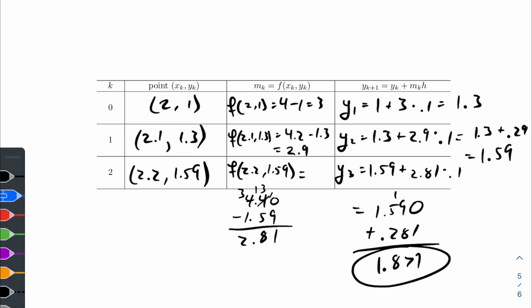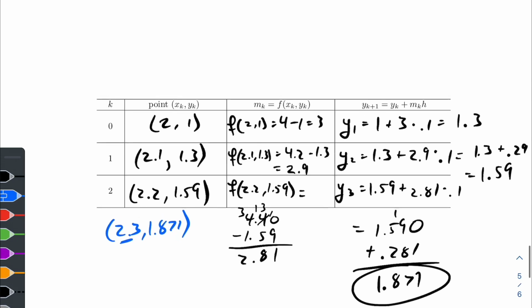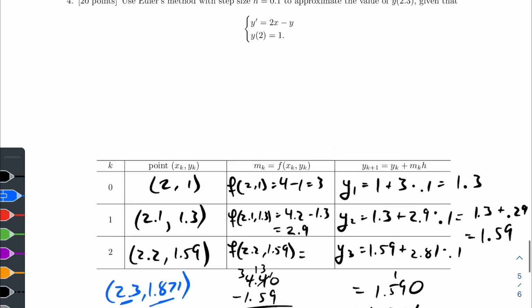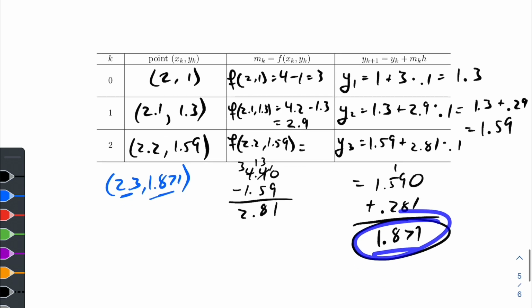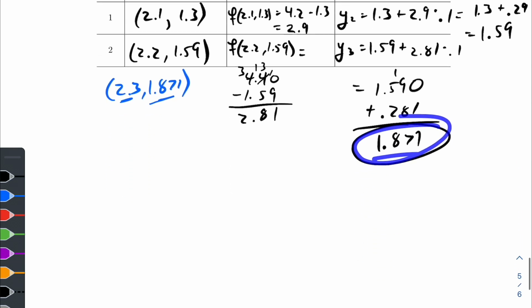And we know not to go any further than this, because if we were to put the next point in the table, it would just be like 2.3, 1.871. So it would be telling us, oh, the y value, according to x equals 2.3, would be 1.871. So y of 2.3 is equal to 1.871. So you don't have to do any further work here. So 1.871 would be the final answer. Cool.